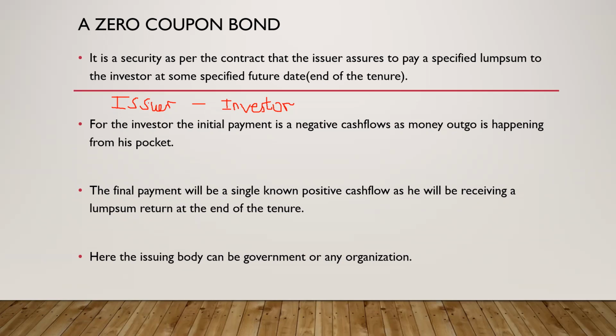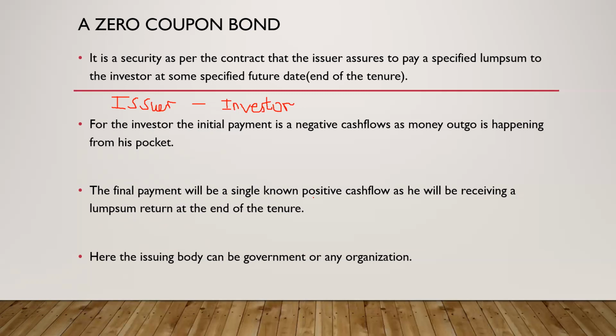So note one thing, whatever transaction or contract is taking place between the issuer and the investor, it is for a particular tenure, right? The bond instrument is being purchased for a specified tenure, at the end of which the issuer has to redeem the payment back to the investor for the bond instrument he has invested in. So the final payment will be a single lump sum positive cash flow as he will be receiving a lump sum return at the end of the tenure.